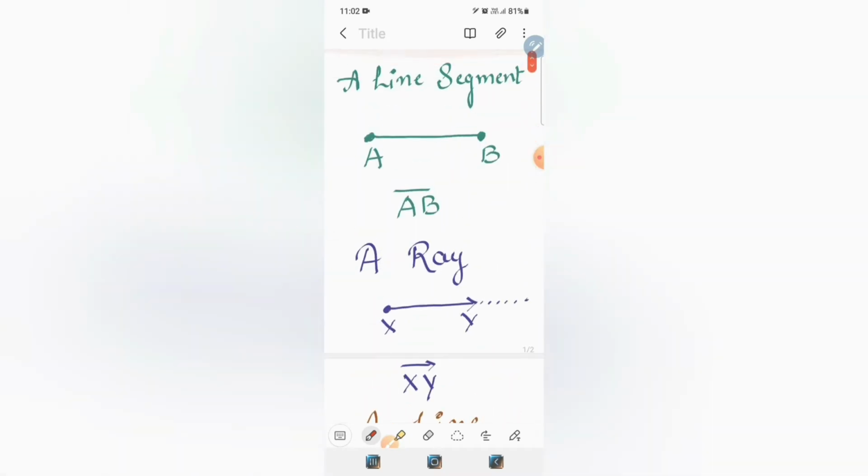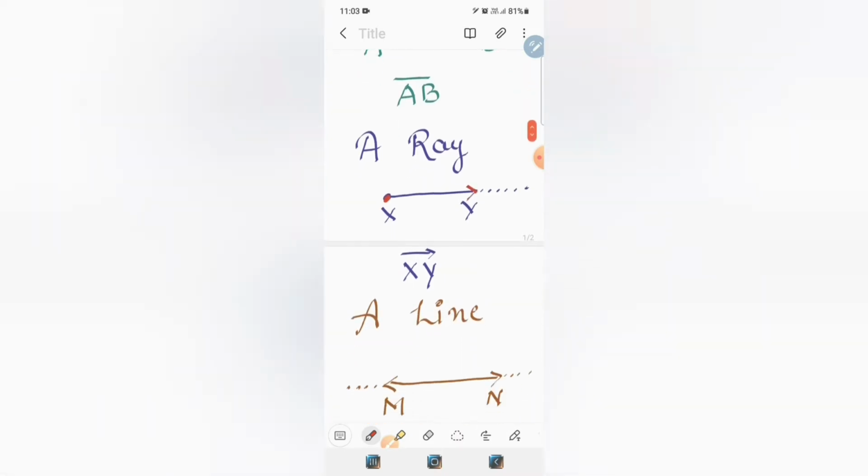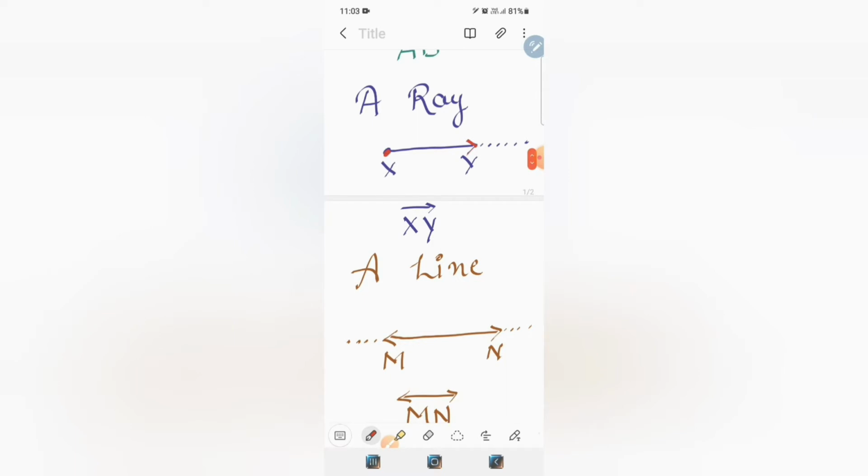So again, a line segment has two endpoints. A ray has only one endpoint and it extends endlessly in one direction, and a line has no endpoint and it also does not have any definite length and it can extend endlessly in both directions.